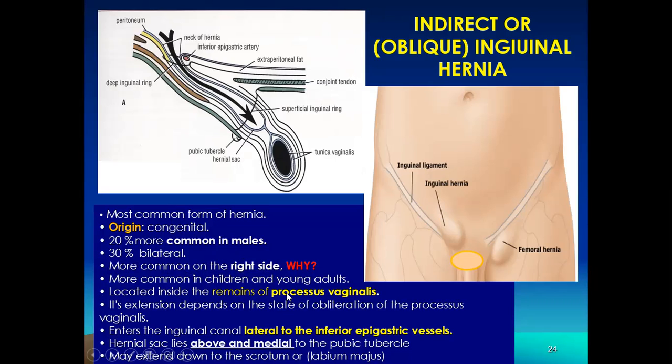It is located inside the remains of the processus vaginalis. If you can see here, this is the processus vaginalis. Here it is patent, it is open, so that's why the contents will easily come out. If this is totally closed, then the contents will not come out. Because it is open, all the contents are coming through this. This is the remnant of the processus vaginalis.